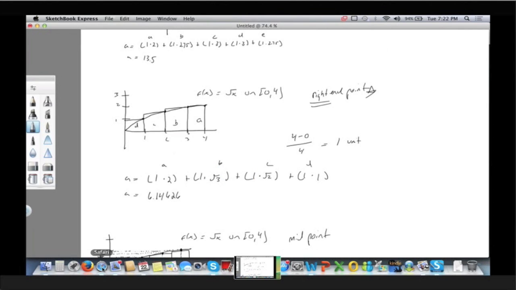So if they had asked you that question, how would you solve it? You would solve it exactly the same way as we solved it in the previous section. You still have to draw the rectangles. You still have to do 1 times 2 plus 1 times root 3 plus 1 times root 2 plus 1 times 1, and then use your calculator to approximate it. You do it the exact same way as we did together. They've just changed the way they're wording the question.